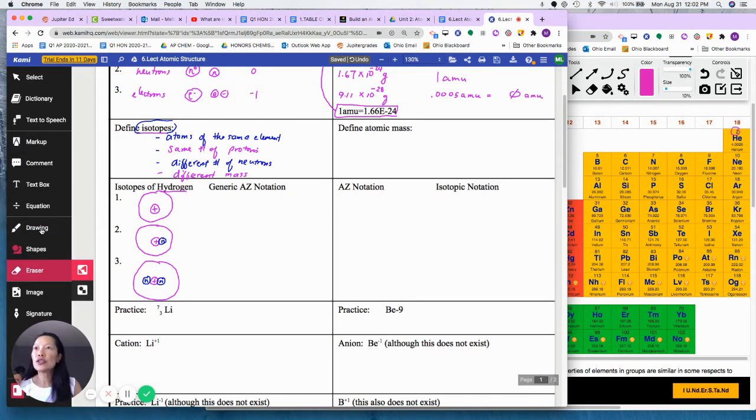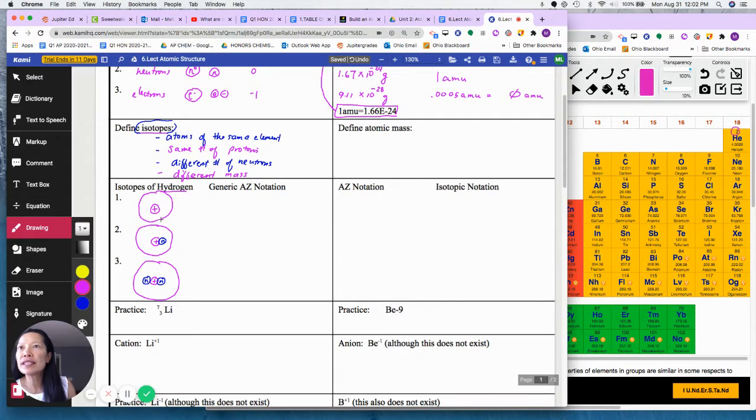So, did you write the following? Did you mention that all these are the same elements? They are all the element hydrogen. Also, they all have the same number of protons. One proton, one proton, one proton. They have different numbers of neutrons: 0 neutrons, 1 and 2.